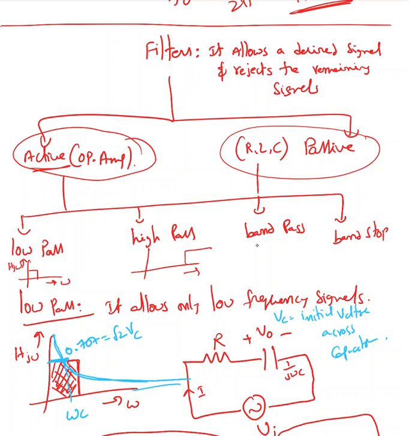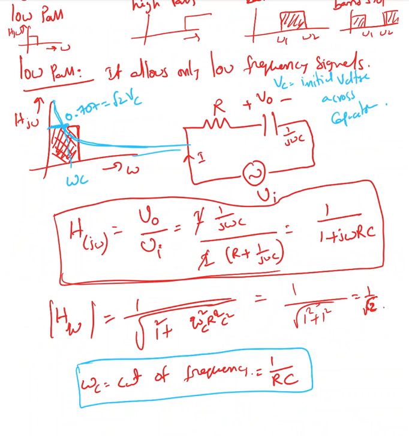Band pass filter allows a signal between two frequencies. So this is where you see the output between omega 1 and omega 2. And a band stop filter stops signal between those two frequencies and allows signal other than those two frequencies. So those are the four types of filters.